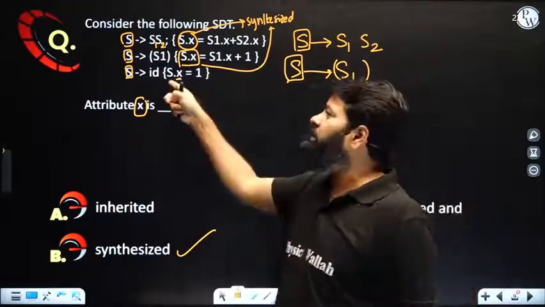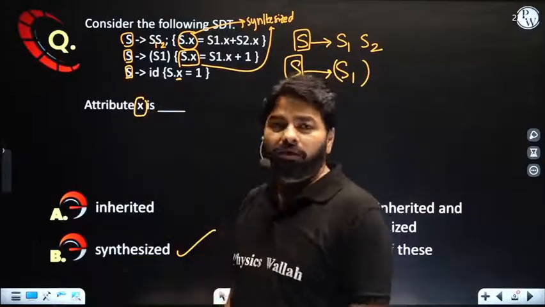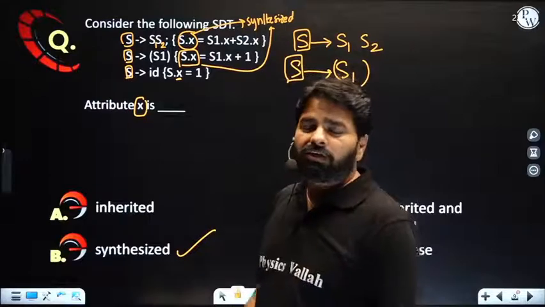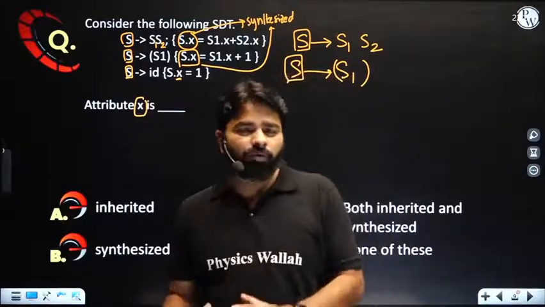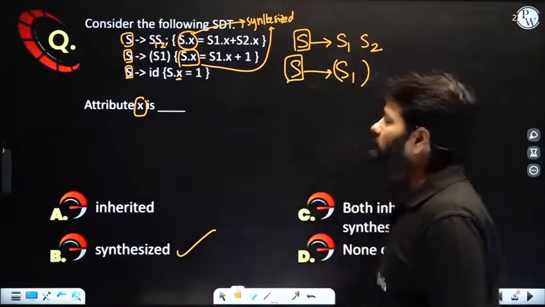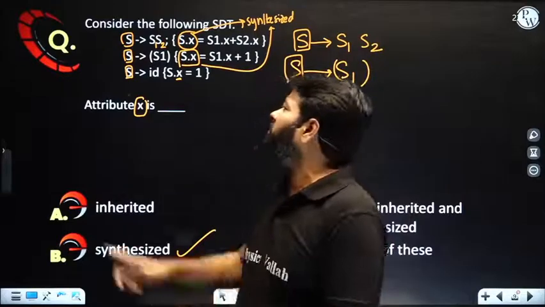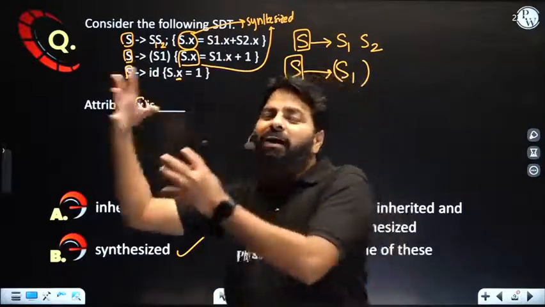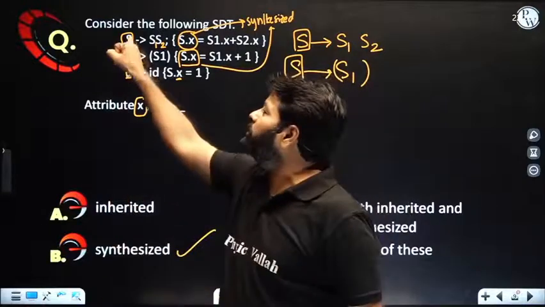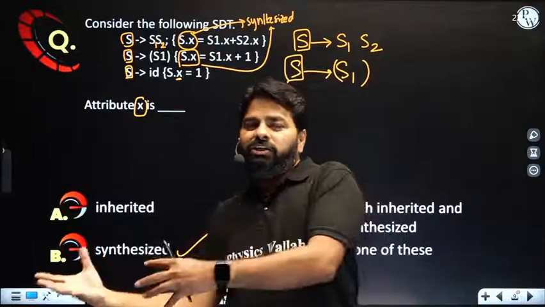But the third production is very special. You are computing it by depending on no one, because the one is a constant. The ID could be 100 or 1000, but still S.X will take one. When you are looking at synthesized, your focus should always be on the LHS. Depending on its child always means the RHS side. So you must compute only at this place, then only we can say that you are depending on its children, right?